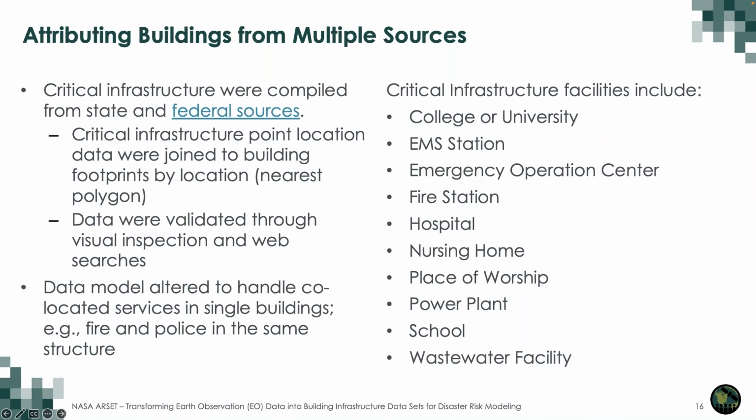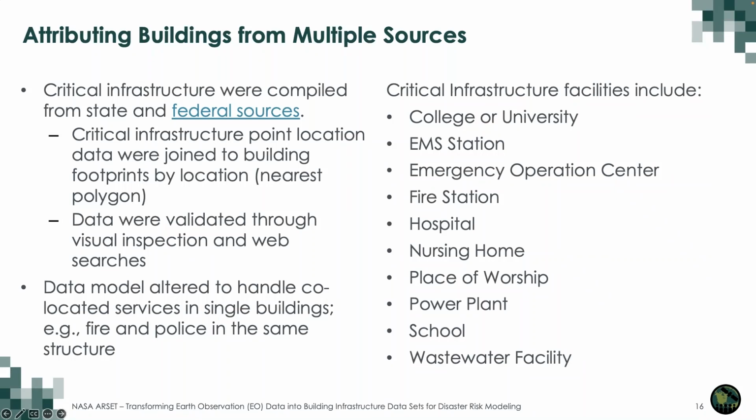And especially for the critical infrastructure points that are outside of building footprint locations, we did validation to make sure that we moved the attributes from the critical infrastructure points to the correct building footprint. And we would use common sources like Google Maps or other online lookups to see if we got the right building footprint for the critical infrastructure.